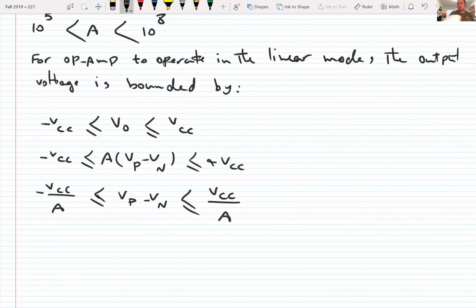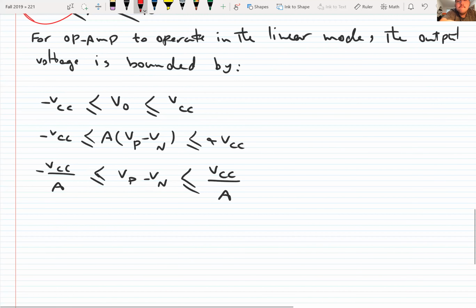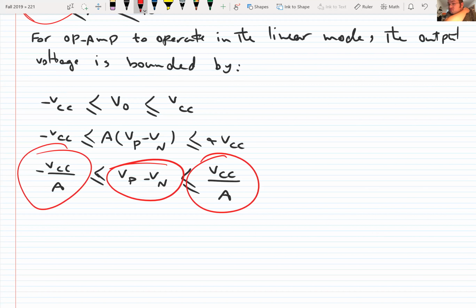Okay, something here is interesting. What is interesting? Usually VCC is 15 volts. And what about A? If you remember, the minimum value of A is 100K, and VCC is 15. So 15 over 100K is almost zero. So it tells us that Vp minus Vn should be a very small value in order to remain in the linear region.